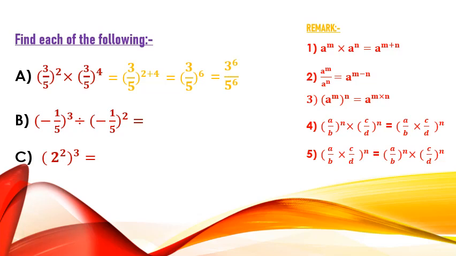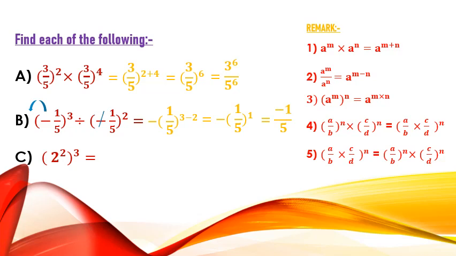Letter B: (-1/5)^3 divided by (-1/5)^2. When we see the negative sign, the first step, we look at the power. The power is outside the negative, okay? And the power is even, remove the sign. Then 1 over 5 power 3 minus 2, okay, and the negative outside equals negative 1 over 5, 3 minus 2 equals 1, equals negative 1 over 5.